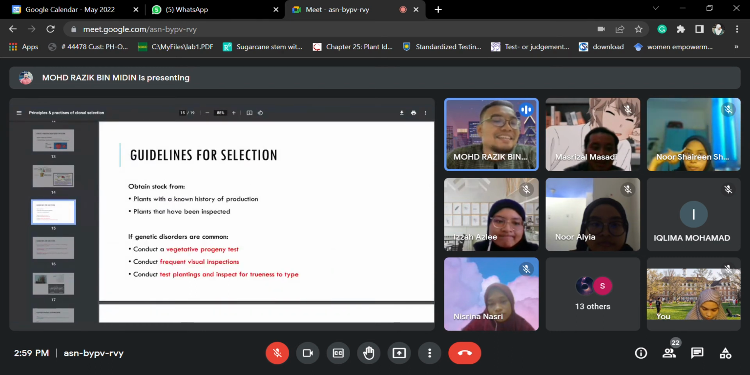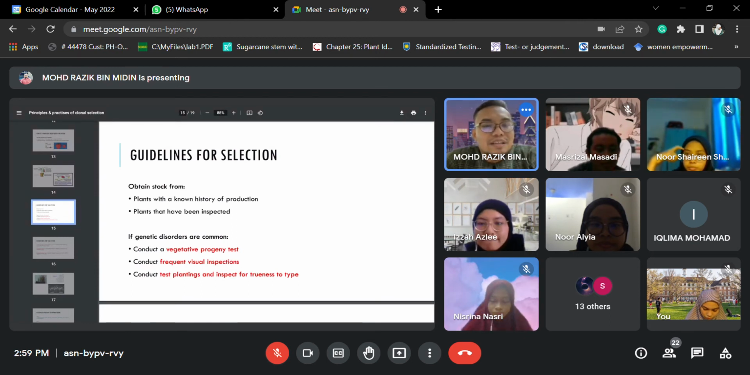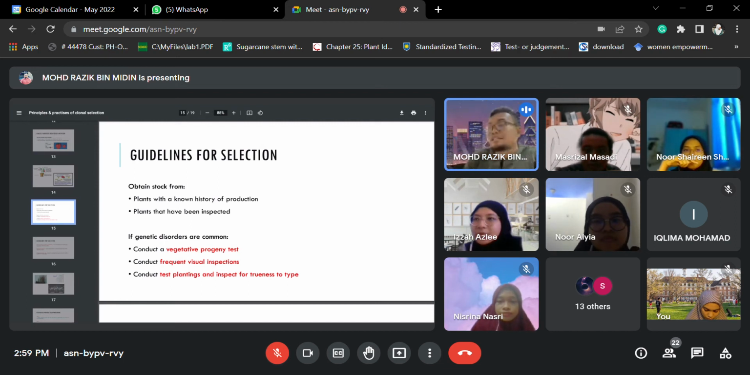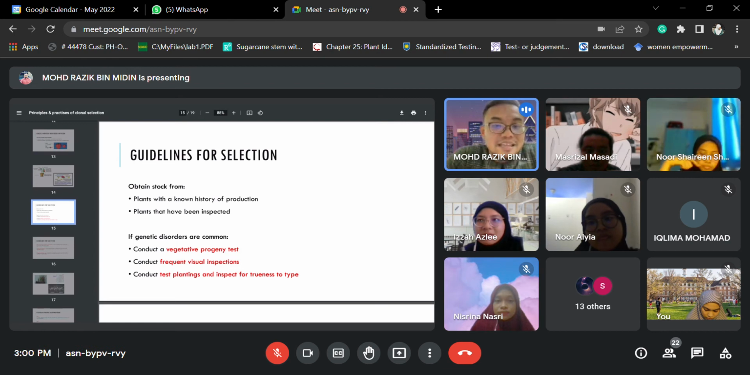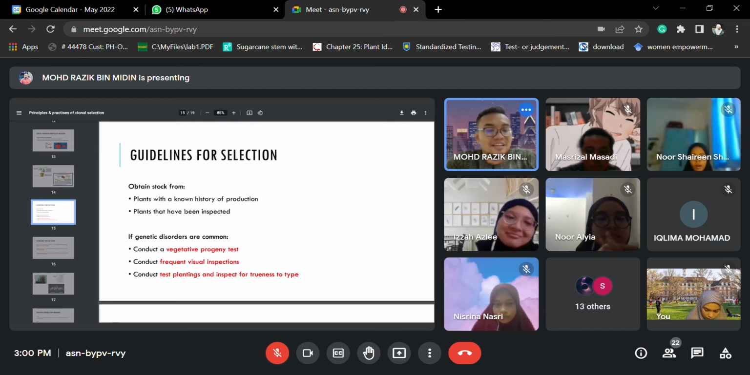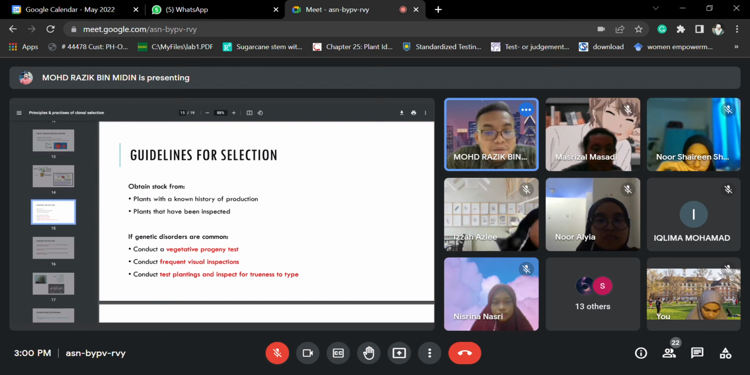Then guidelines for selection. Tadi kita dah cerita pasal clone semualah. Okay. So of course guideline for selection. Selection daripada stok lah. Maksudnya stok yang kita nak pilih untuk jadikan dia clone. Okay. Of course, we have to know the history of production of the stock. Banyak ke tidak ataupun macam mana. Okay. Plus that have been inspected. Maksudnya free from the pathogen and so on lah. Okay. If genetic disorders are common for the stock, conduct a vegetative progeny test. Conduct frequent visual inspection. Conduct test planting and inspect for trueness to type.